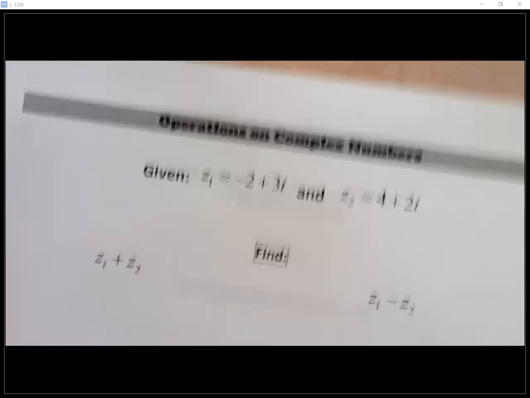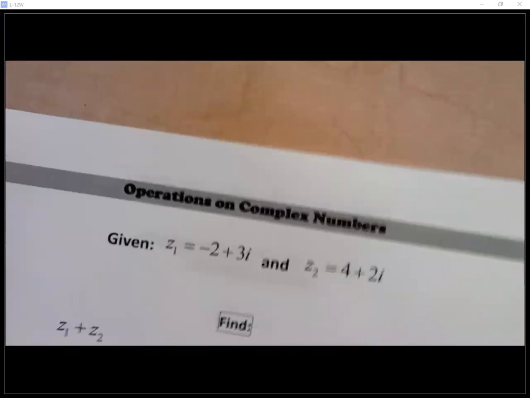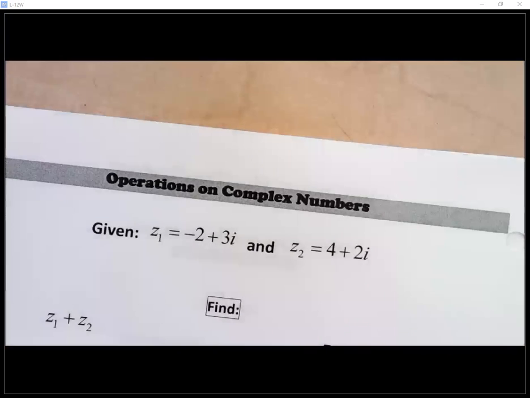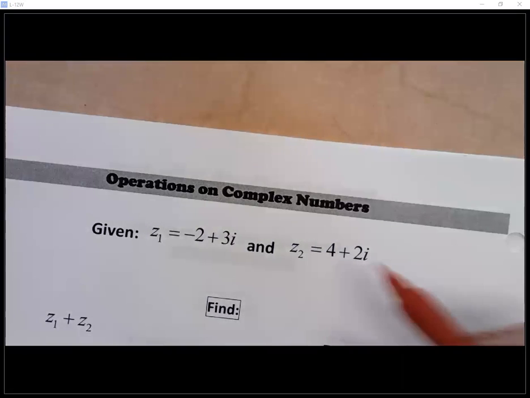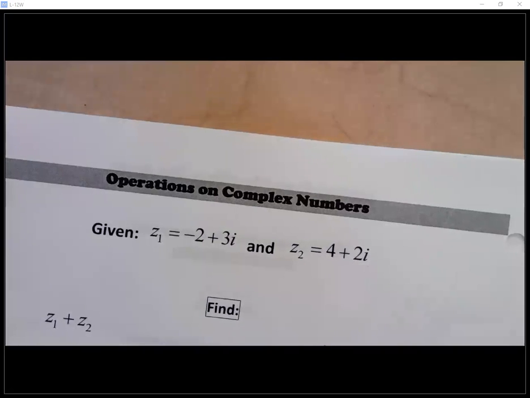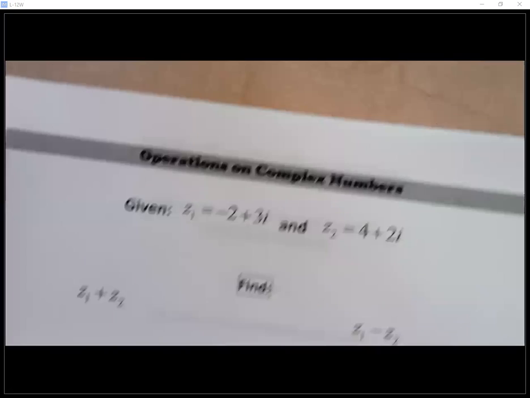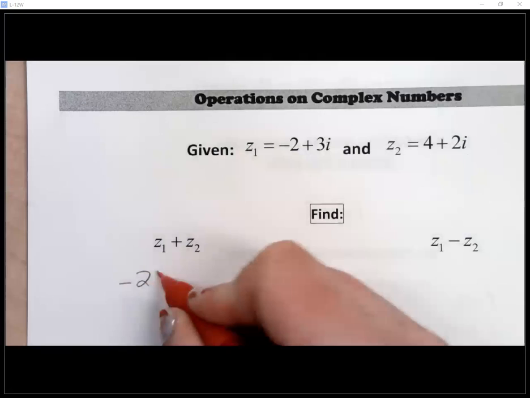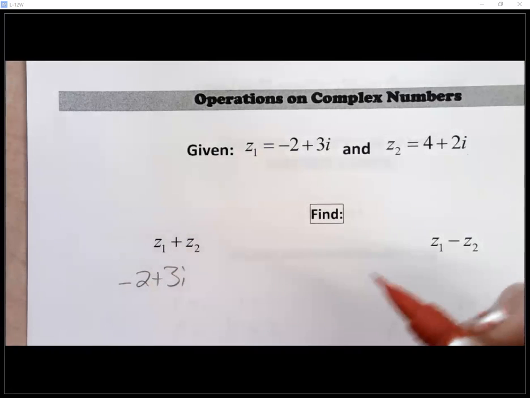Here we have 2 complex numbers, Z1 and Z2: Z1 is -2 plus 3i, and then Z2 is 4 plus 2i. So let's just take a look at the very first thing they want me to do. They want me to add these 2 complex numbers together. So let's go ahead. I'm going to write -2 plus 3i, and then I want to add that to the second number, 4 plus 2i.